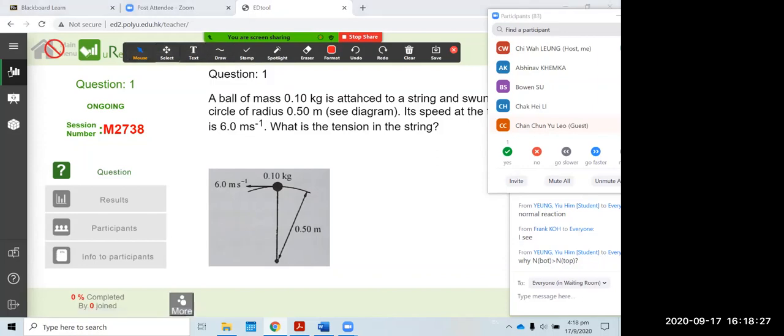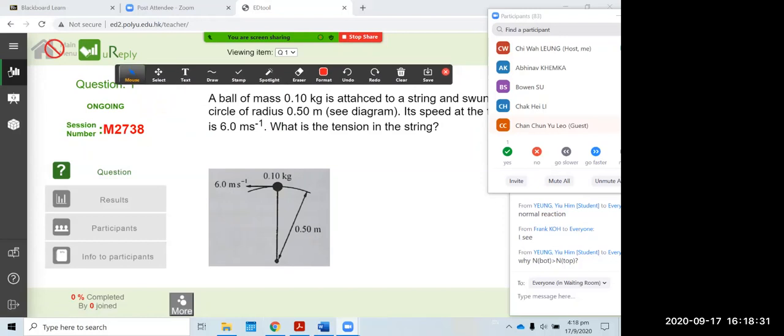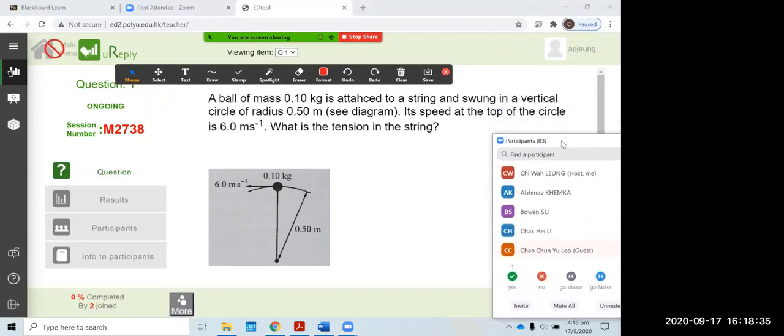Let's take a look at the question first. The first one is concerned with a ball being swung in a vertical circle, and we are trying to determine the tension in the string. So that is related to circular motion.